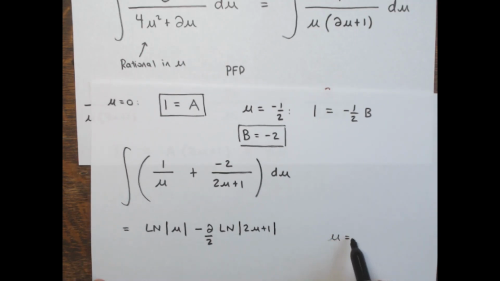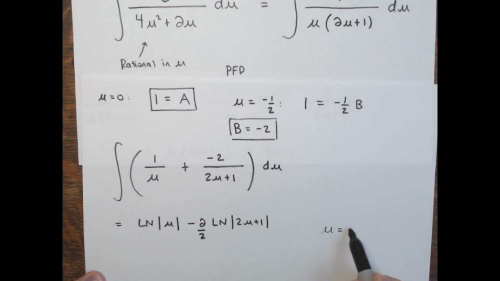And then remember what u was way back, right? We have to go back to the original variable. u was cosine x.